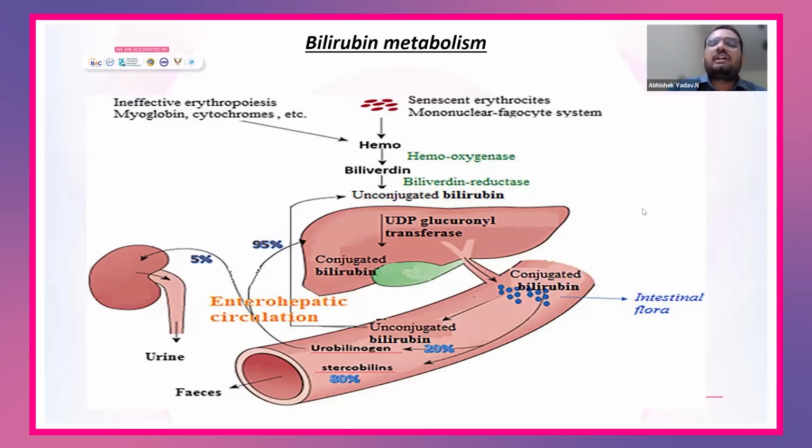Part of the urobilinogen enters the enterohepatic circulation, where part of it will be excreted by the kidney, and the other remaining 94% will again enter the liver to get conjugated. Whereas the remaining stercobilinogen will be excreted in the feces to give the fecal color.